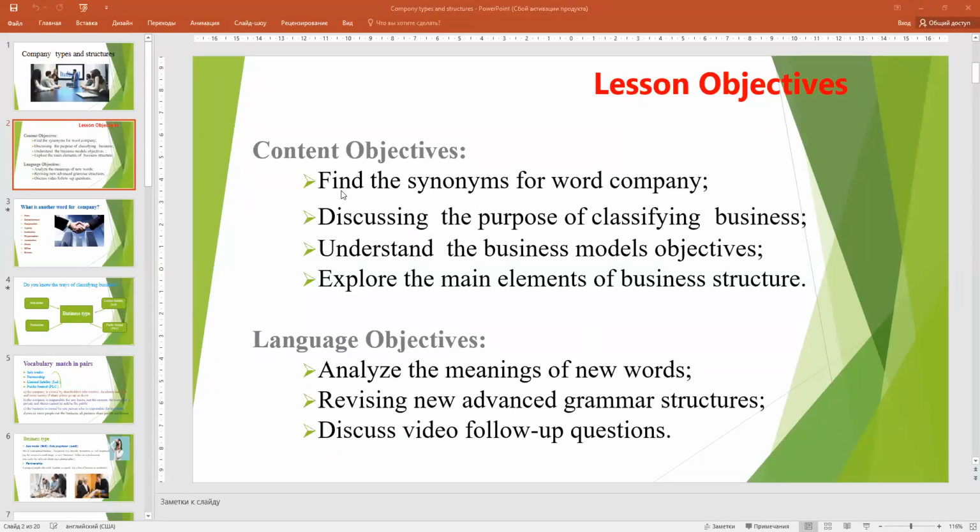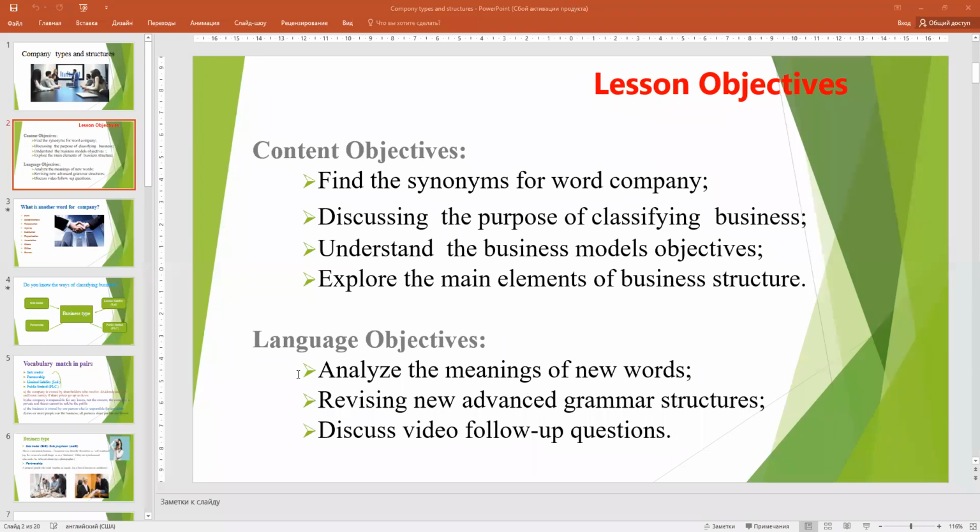you will know how to find the synonyms for the word company, and also you will be able to discuss the purpose of classifying business, and then you will know how to understand the business models. And finally, you will know how to explore the main elements of business structure.